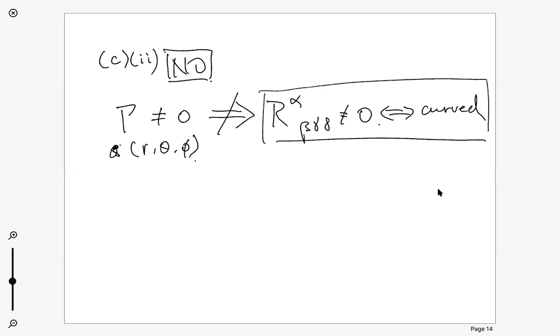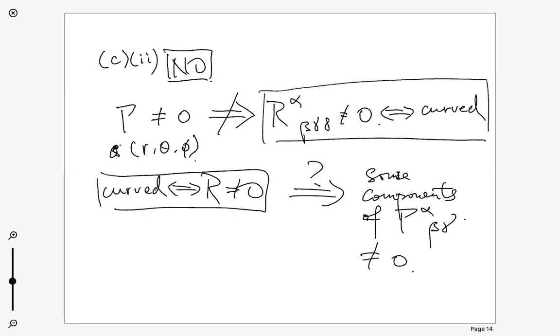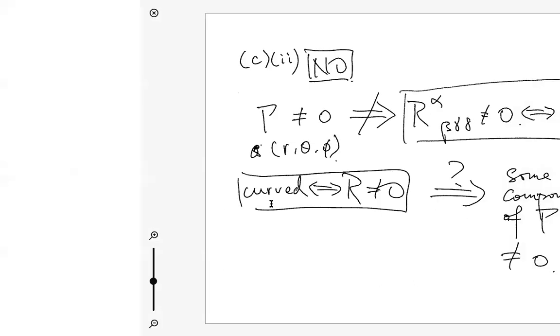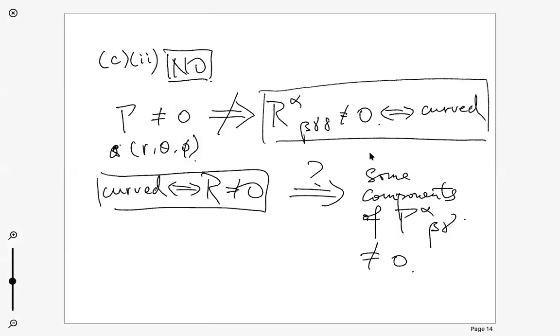Okay, for the second part of C2, I'm asking whether a curved space-time or space or manifold or whatever, which of course means that the Riemann tensor is not zero, does this imply that there are some components of the Christoffel symbol being non-zero? Yeah, this is exactly what I want to ask. What do you think? Yes or no?